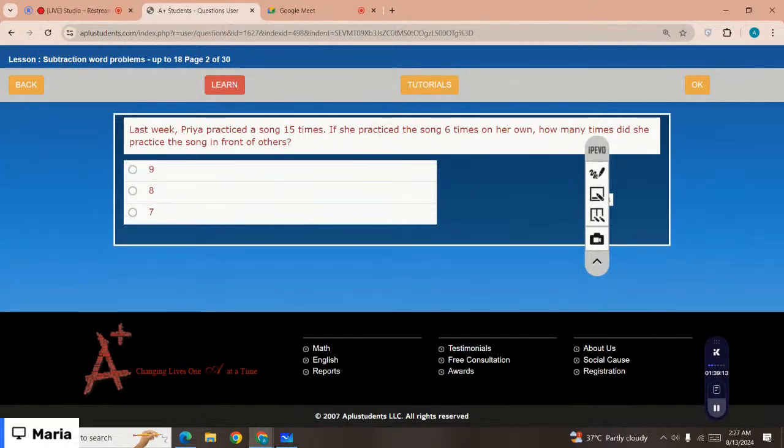Last week, Priya practiced a song 15 times. If she practiced a song 6 times on her own, how many times did she practice a song in front of others? So, which is the correct option?